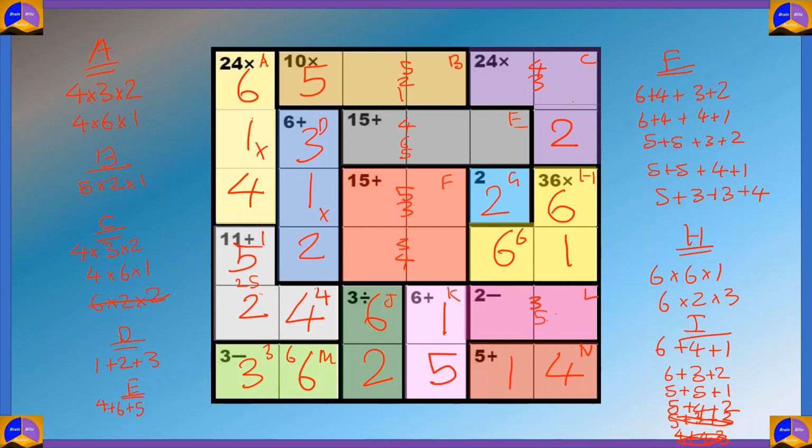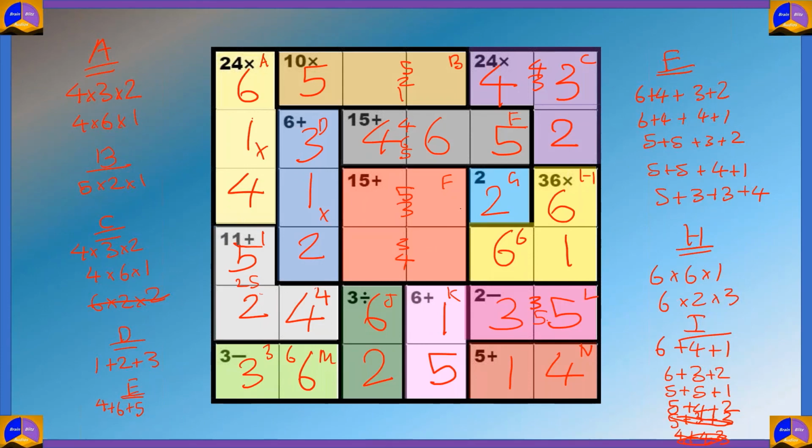Now, let's look at cage C. The 4 in cage C will go over here and 3 over here because 4 can't be repeated in the same column. Now, for completing this column, 1, 2, 3, 4, 6, 5, and 3 over here, 1, 2, 3, 4, 6, 5, and then 6 and 4. Now, 6 came over here, so 4 over here, 6 over here.